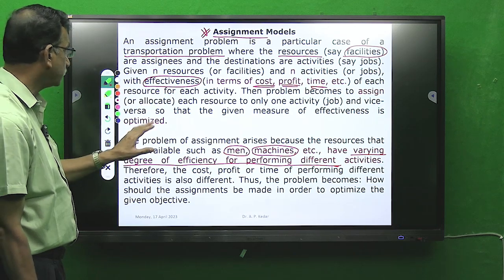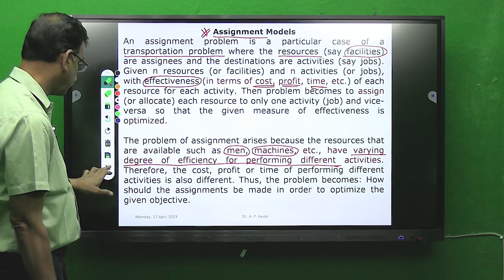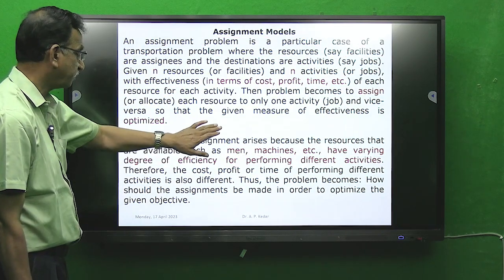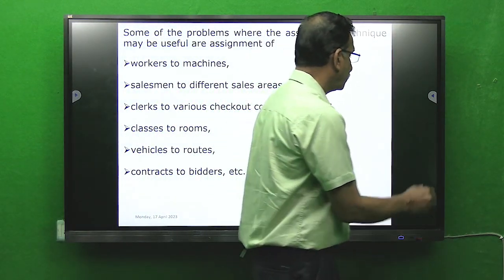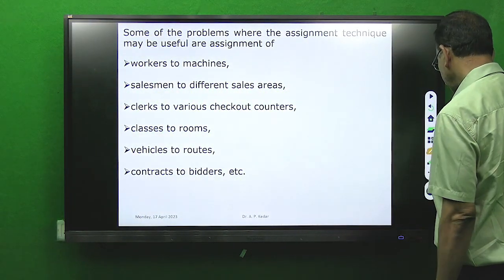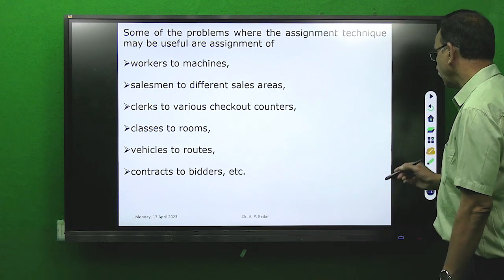So after looking at this particular definition, let's move to the further part. Now this is very important. What are the various areas where we can use the problem of assignment.